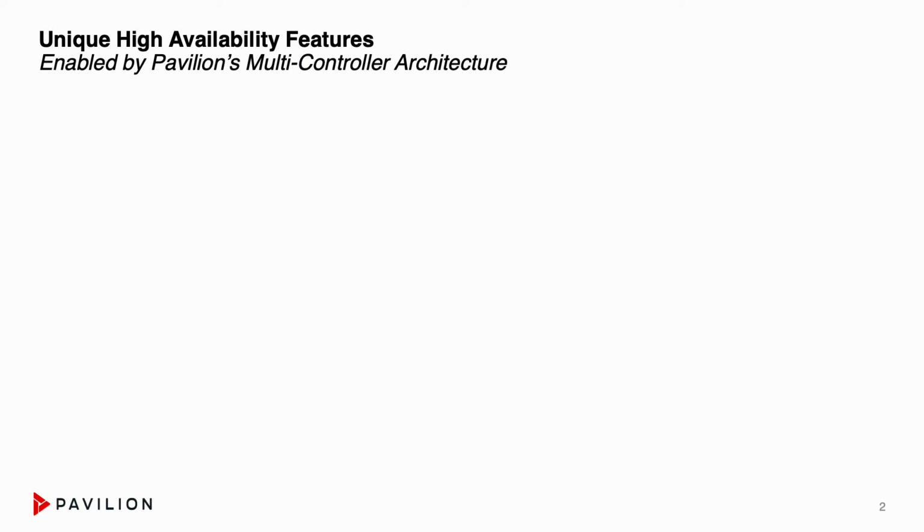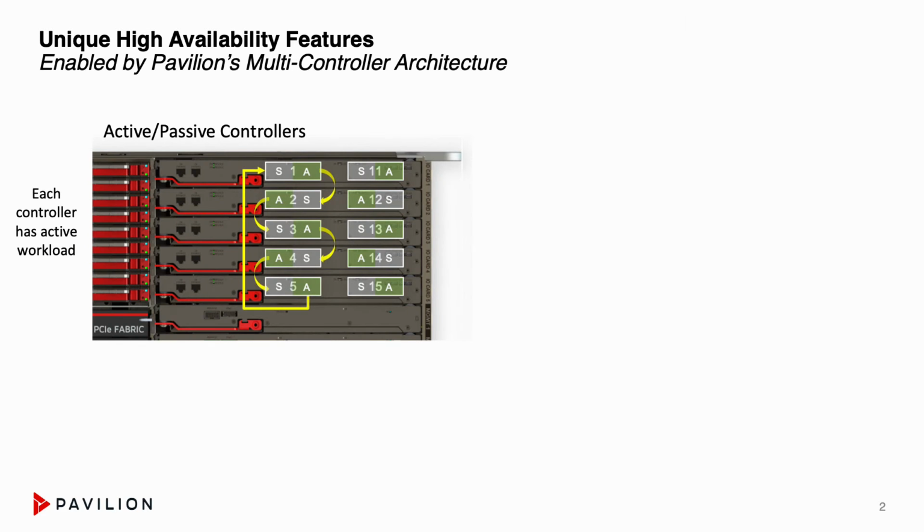In this demonstration, we're going to show one of the really unique high availability features that Pavilion has. And this is enabled by our multi-controller architecture. As you know, we're not a dual controller architecture. We are a many controller architecture, up to 20 independent storage controllers. Those controllers can be used from an HA perspective kind of uniquely. Of course, they can be used like everybody else, where you have an active and a passive.